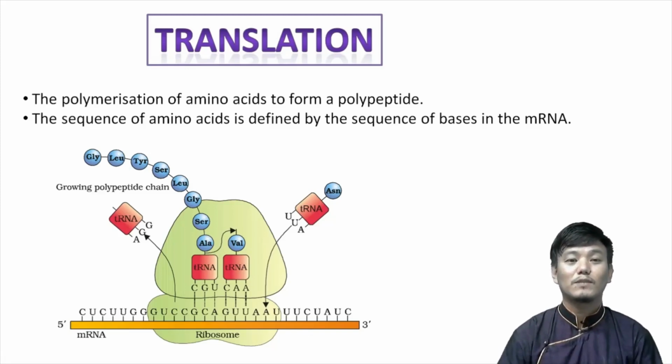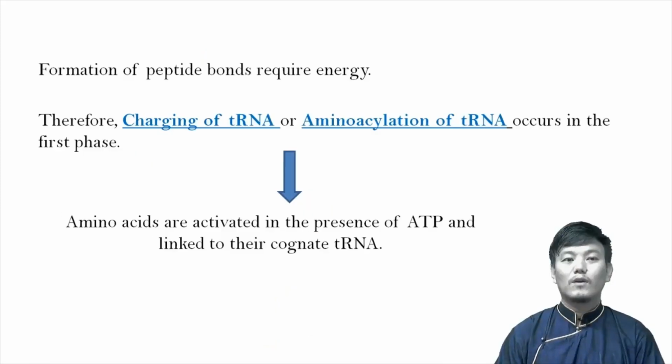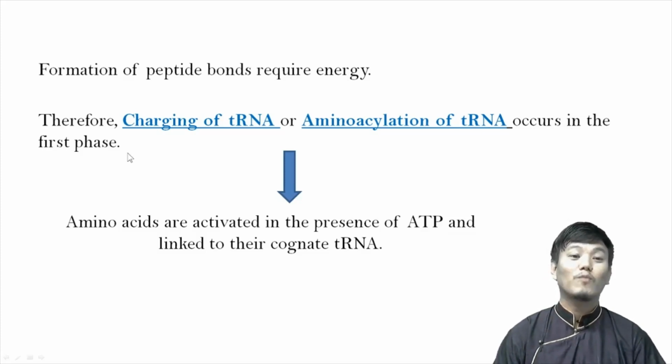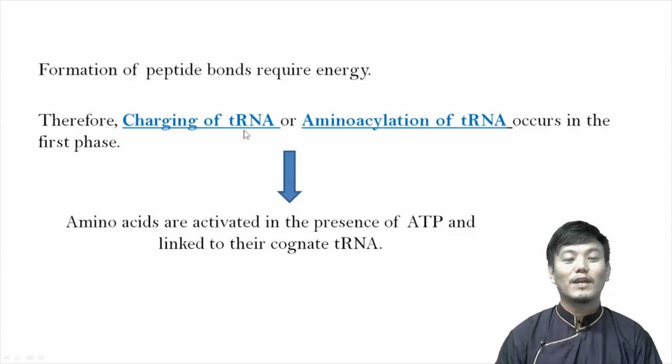So now we will dive deeper into the translation process. For the formation of peptide bonds between amino acids, energy is required. Therefore, the charging of tRNA, or aminoacylation of tRNA, occurs in the first phase of translation. Before the polymerization of amino acids begins, first the charging of tRNA, or aminoacylation of tRNA, should occur. Why? Because for the formation of peptide bonds, energy is required.